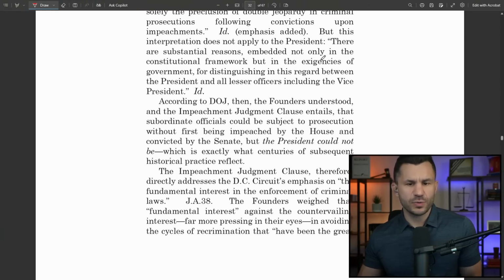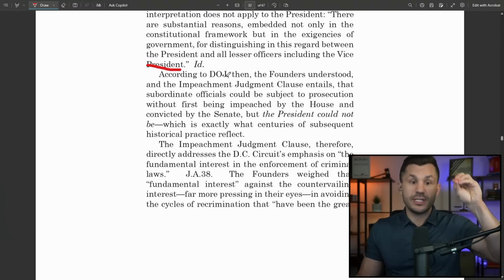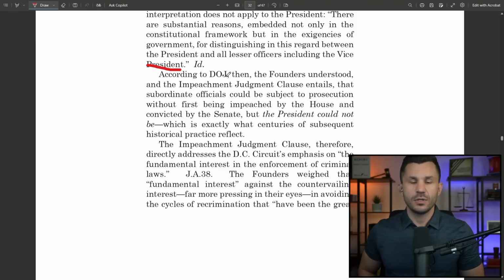There are substantial reasons embedded not only in the constitutional framework, but in the exigencies of the government for distinguishing the president from all of the other offices, including the vice president, right? Like, you need a root starting point. You need someone who has the ultimate power. Like, the buck stops with someone. We've decided it's the president, not Deborah Stidel Wall from NARA, not Liz Cheney on her illegally constituted committee, not Jack Smith illegally appointed and stealing money from illegal appropriations.